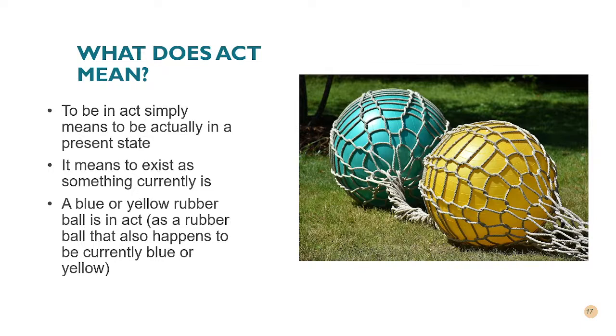To be in act simply means to be actually in a present state. It means to exist as something currently is. So if we were to say there is this thing right here, right now, that is a rubber ball, we are saying that there's a being, there's an object that is a ball. So that's the form, and it's made out of rubber. That's the matter. And then there's what are known as the accidental qualities, those things that are not particular to the thing itself, but can be changed, altered, seen, namely the color. So, in this case, there's a blue or yellow rubber ball that is currently existing actually right now.